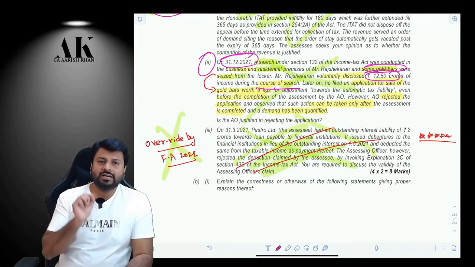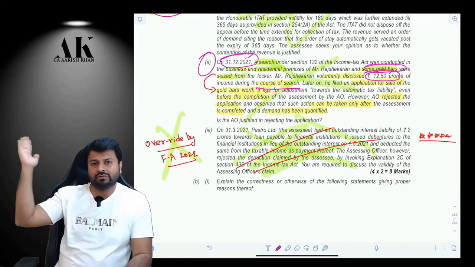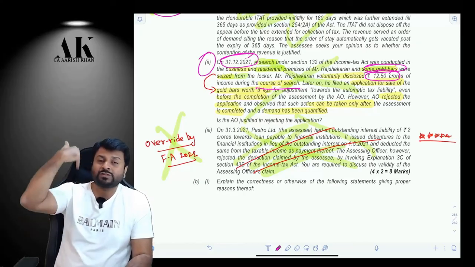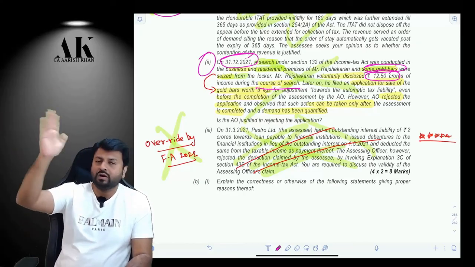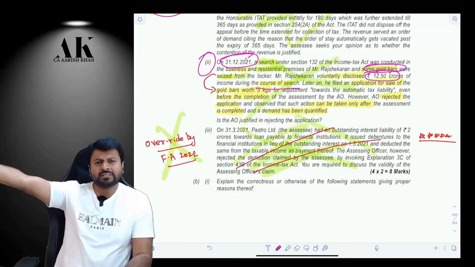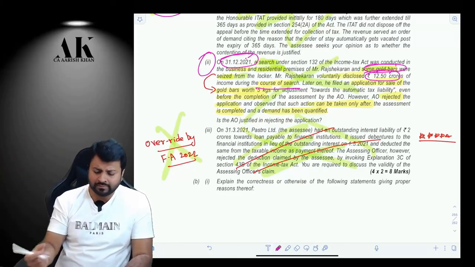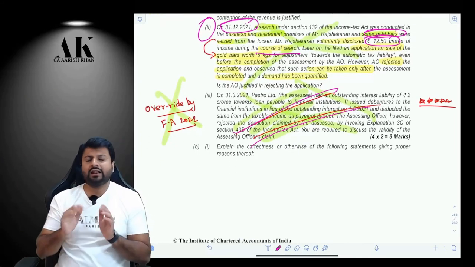It can only be adjusted against the existing liability of the income tax law. It cannot be adjusted against the future liability which might come in future on completion of assessment. Okay, once the assessment is completed and if there is something left after that, we will definitely return it to you. Don't worry. Now, the next question is an irrelevant question in today's time.